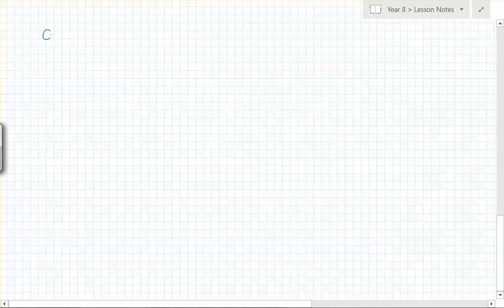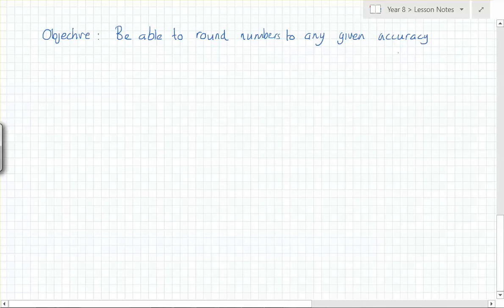Okay, guys. So, objective. Be able to round numbers to any given accuracy. So here's the word accuracy that we need to start using properly. Okay?